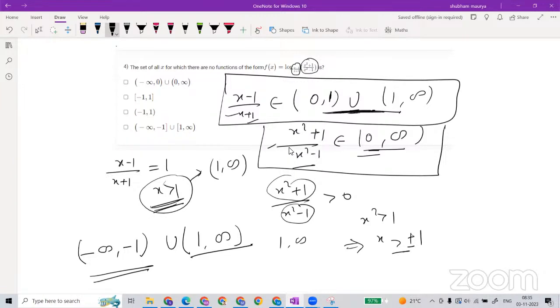Yes, sir. But the answer they have given is negative 1 to positive 1. That is the second choice, which they have given as the correct answer, because it is asking for no function of the form f(x). So in that range, minus 1 to 1. Okay.